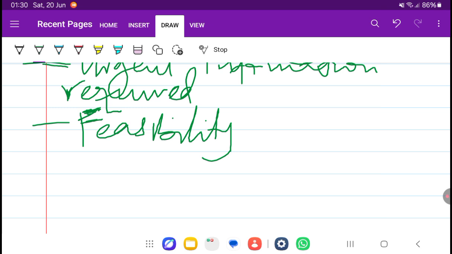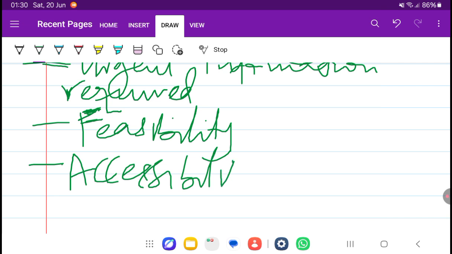Then maybe lastly, we can talk about what we call accessibility. Accessibility. Of course, we find that not all the population elements are accessible. There could be existence of things like physical impossibilities to check all the items in the population.